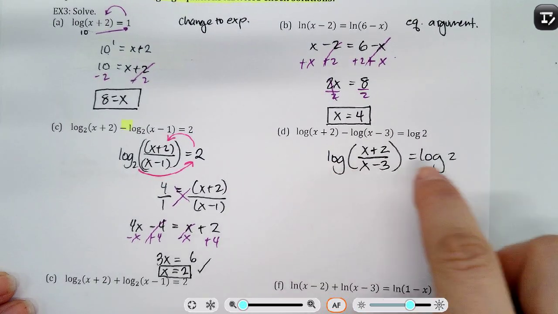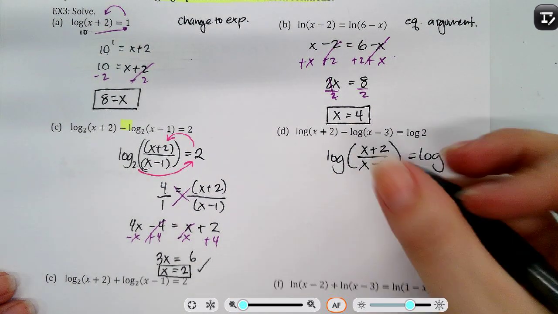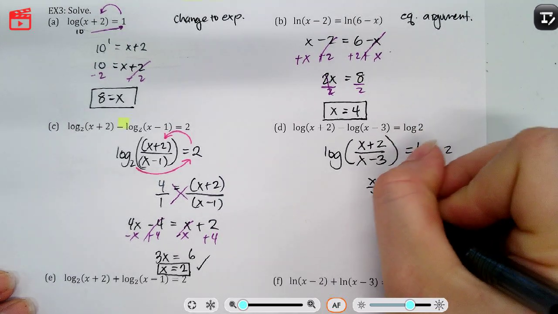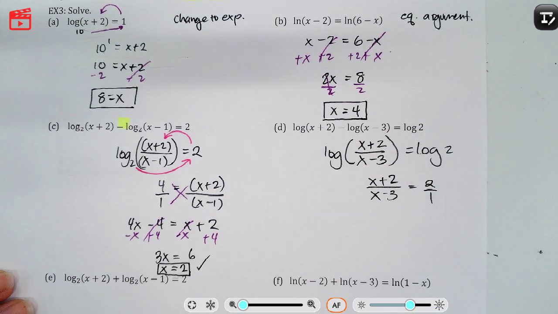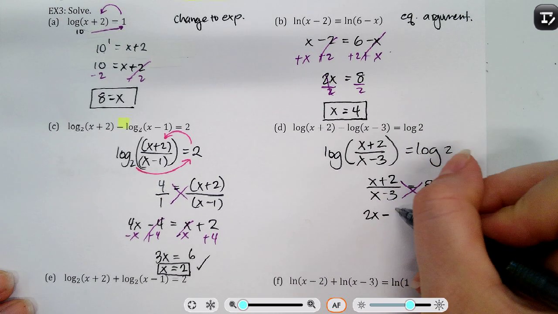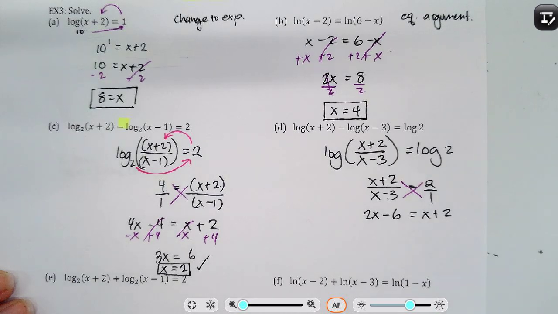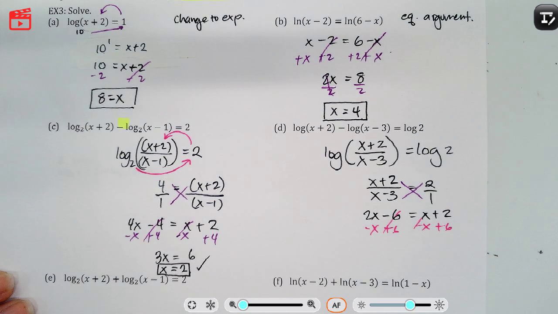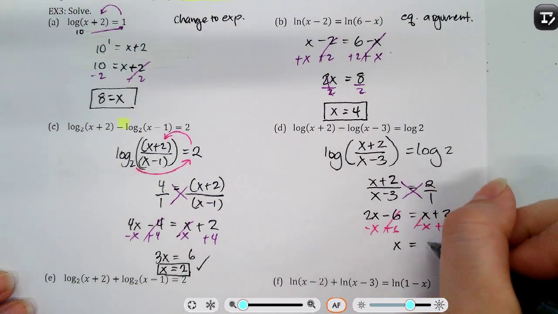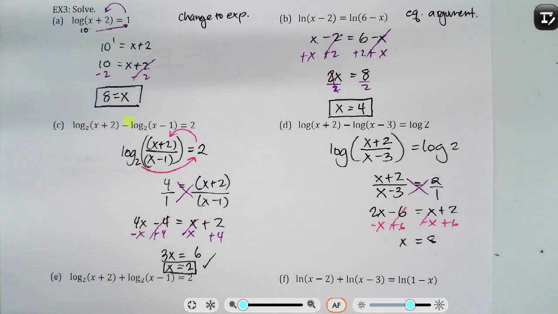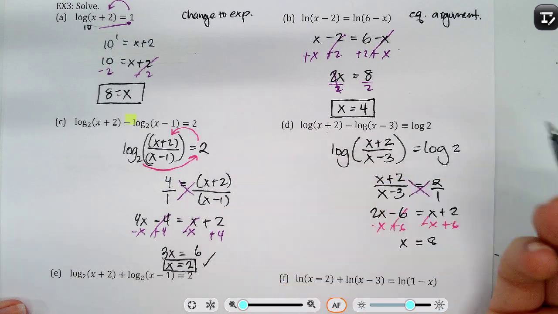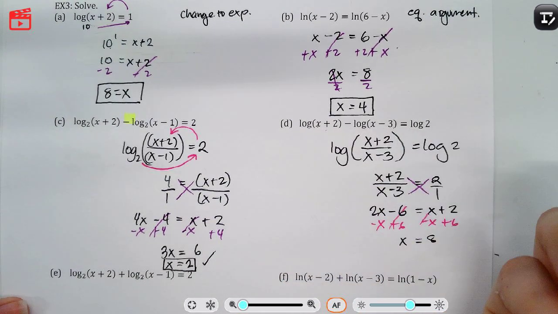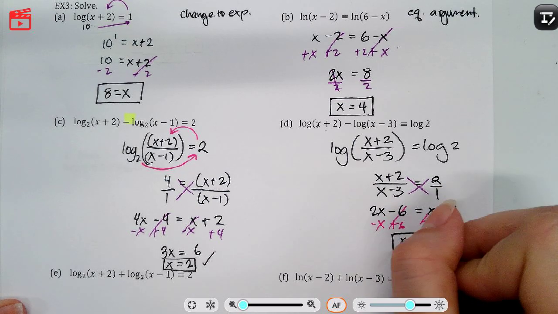All right, now I have two logs with the same base equal to each other, so I can equate the arguments. And same idea here, cross multiplying. Solving for x, I get x equals 8. Okay, before we box, let's check our answer. 8 plus 2, positive. 8 minus 3, positive. So, all good. All is good. All right.